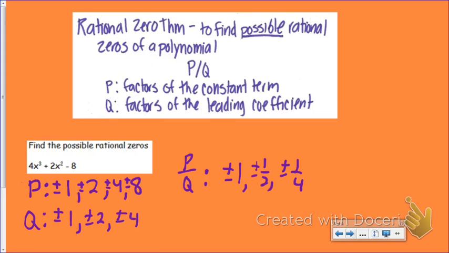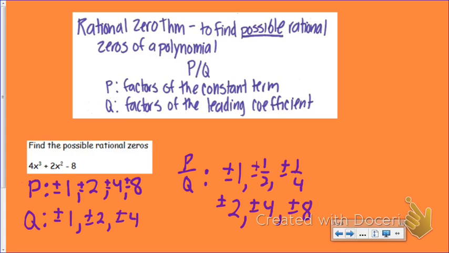Then I'll move to the next one, 2 divided by 1. But when I do 2 divided by 2, that value is already listed, so I don't need to list it again. Then 2 divided by 4 is also already listed. Sometimes you'll get some duplicates, and you only have to write it the first time. Then I move on to the next p-value, which is 4. 4 divided by 1. 4 divided by 2 is already on my list. 4 divided by 4 is already on my list. And then I go to 8. 8 over 2 and 8 over 4 are already there.